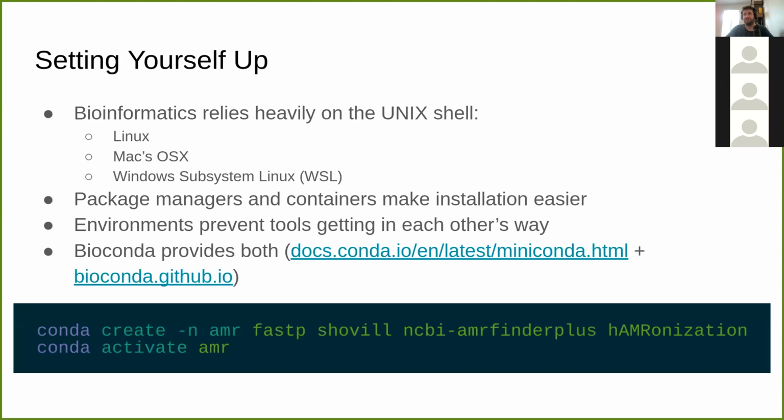So first things first, okay, you've got some reads. You want to do some AMR detection with the AMR genomics. So the first thing to do is set yourself up for success. Unfortunately, for the user-friendly side, bioinformatics does rely heavily on the Unix shell. This is sometimes called a terminal. You would access this through a thing called a terminal. And the easiest ways to get access to a Unix shell are either running Linux or running Mac OS X, where you'd open the terminal app and then you would have access to a shell.